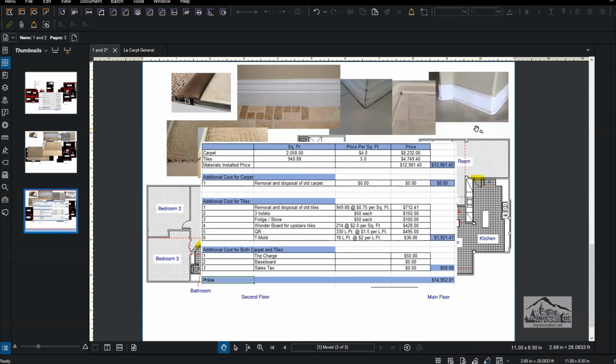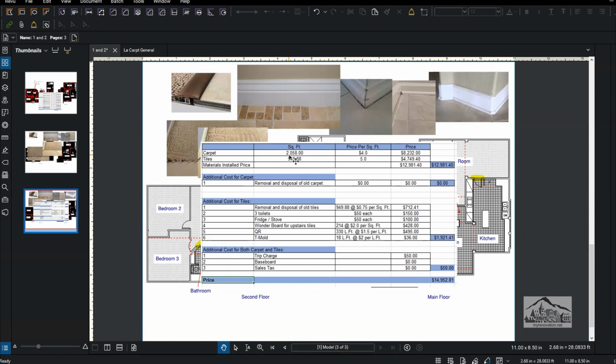So now I prepared this spreadsheet. If you remember, for the carpet we have 2,058 square foot, and let's say the price per square foot is $4. So this is the price for the carpet. For the tiles, here it's 949 square foot, $5 per square foot, and that will give you 4,749.